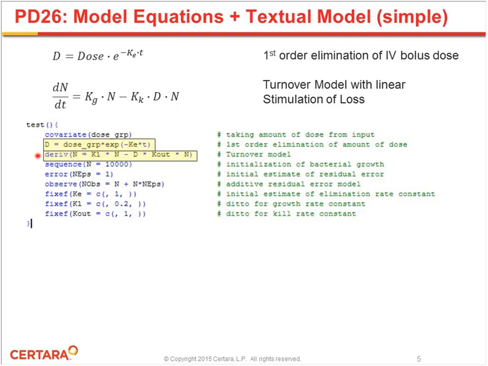And the next line is actually the differential equation, like we have it expressed here. Just a little bit different parameter names, but K1 equals Kg and Kk equals Kk out. Then the next one is a sequence function, n equals 10,000. Here we assign the initial value of n, the count of bacteria, and maybe this is a good time to explain the sequence statement in brief terms.